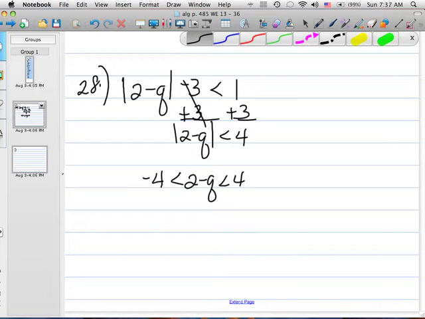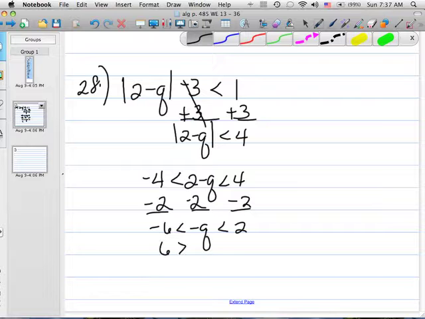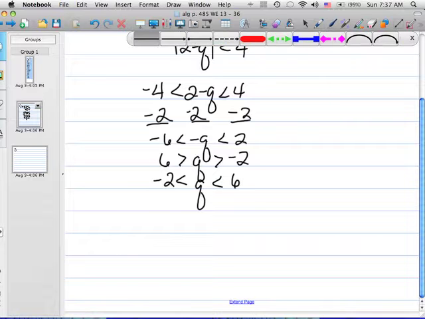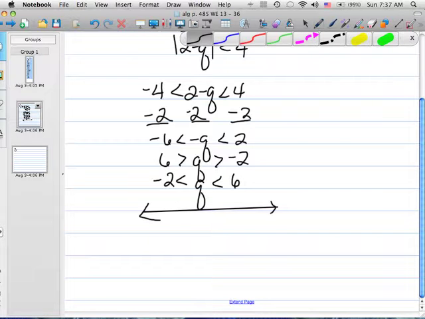So solving for q, we need to subtract the 2 first from everything. So I get -6 is less than -q is less than 2. Multiply by -1 to get rid of the negative sign, so that gives me 6, turns the inequality, is greater than q, greater than -2. I can see the numbers are not in the correct order, so I need to turn that around, put them in the correct place, use the less than symbols, and now it's ready to graph. So it's everything between -2 and 6, but not including those.